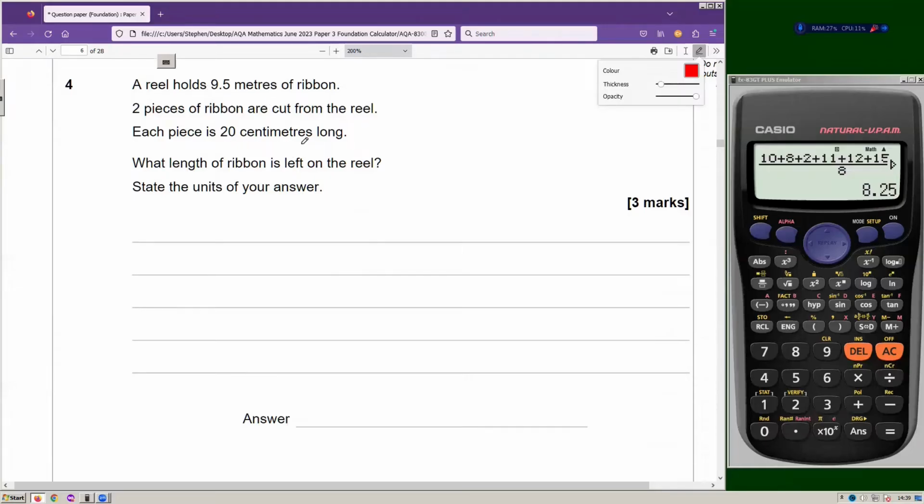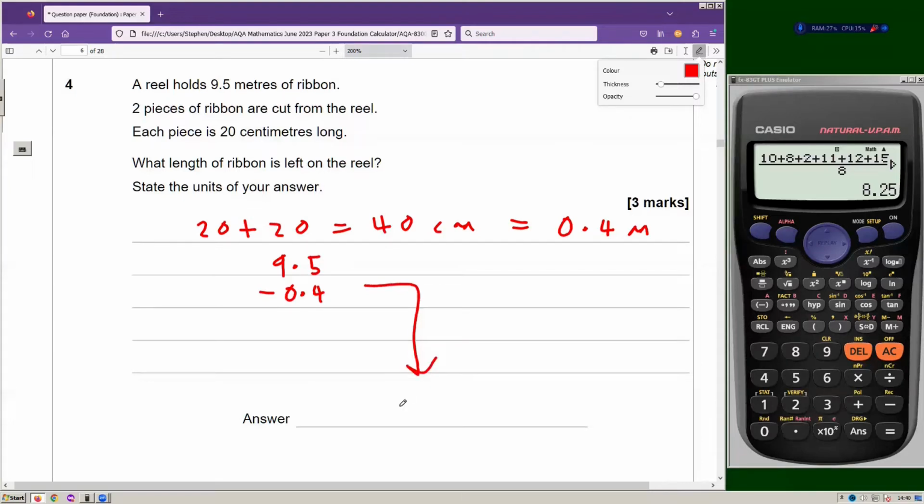We've got 20 centimeters. I think we're going to change the centimeters to meters, but let's work it out. 20 plus 20, 2 pieces, equals 40 centimeters, which equals, remember there's 100 centimeters in a meter. So if we divide that by 100, we are going to get 0.4 meters. Okay, it's 9.5 minus the 0.4 we've cut off. We can see straight away that's going to be 9.1.